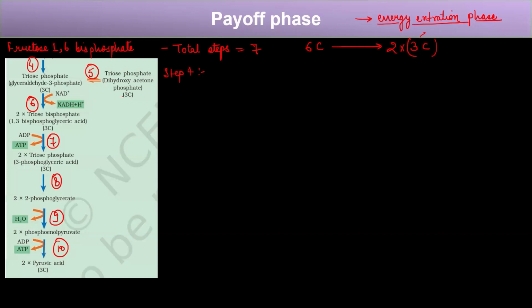Okay. So in step 4, we have fructose 1,6-bisphosphate. We know this is the structure of fructose. Here you have phosphate.